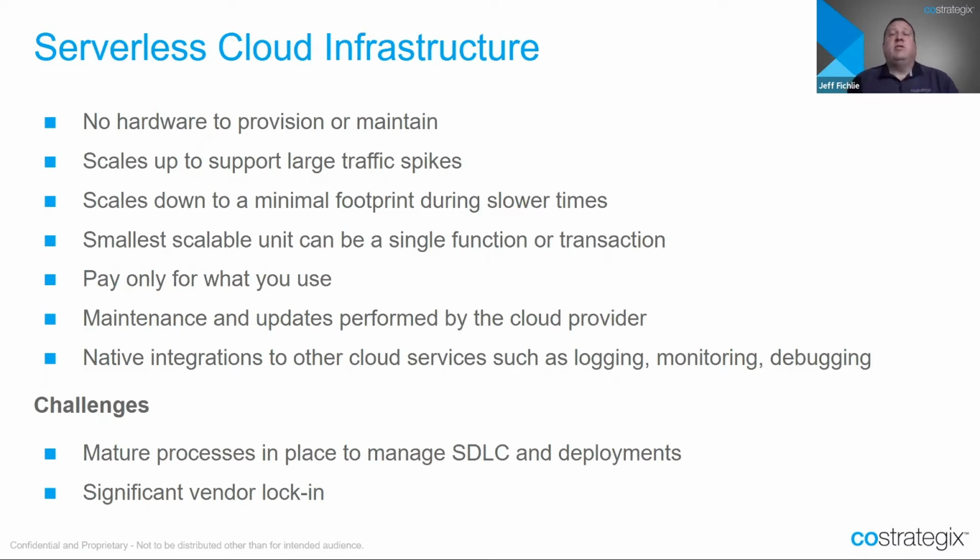Now, with all of this comes some challenges, of course. One of the challenges that we see foremost is you have to have a mature process in place. You have to adhere to your software development lifecycle. Your developers have to follow best practices. They have to write good code. You have to have automation in place, especially during deployments, because now instead of deploying to a single server, you're deploying to maybe hundreds of functions or services. So automation is key, gets rid of human error, and it makes sure everything is moved out successfully.